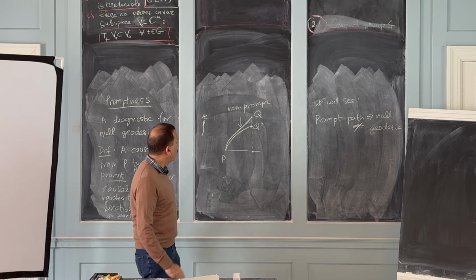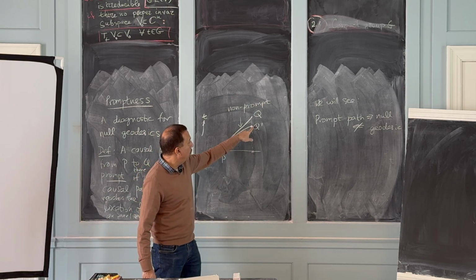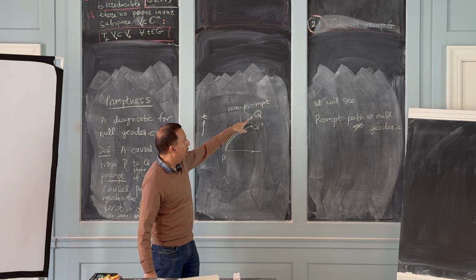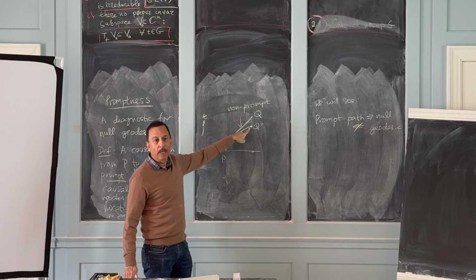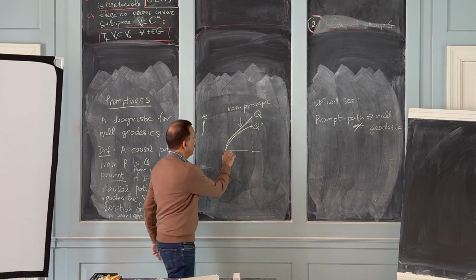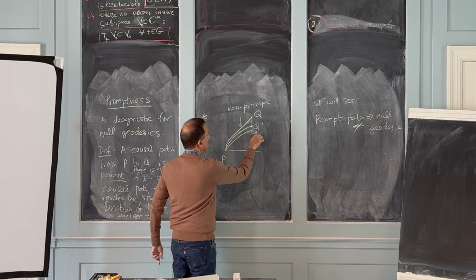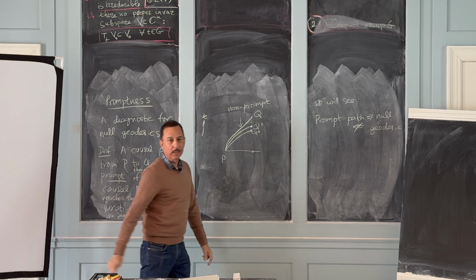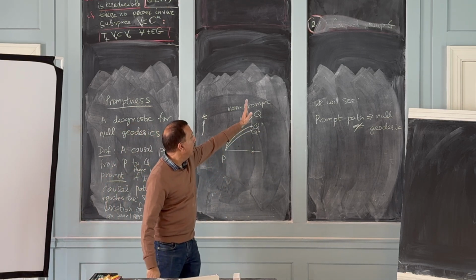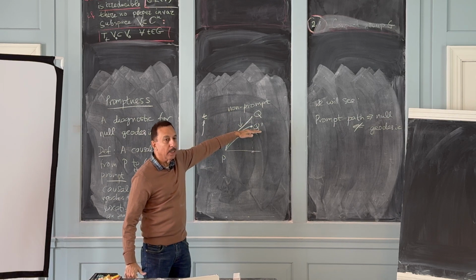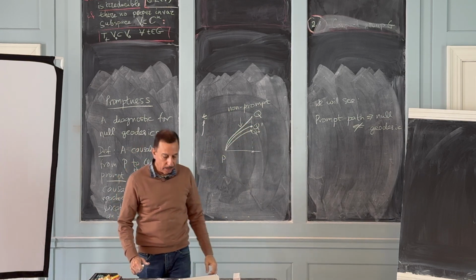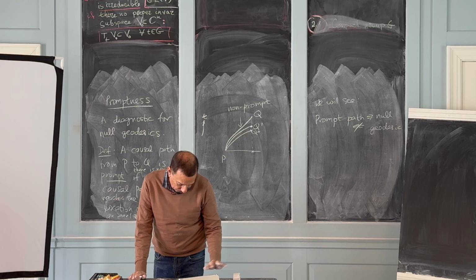We could use words like saying P to Q prime is a more prompt path than P to Q, but this diagram doesn't show that P to Q prime is prompt, because there might be some other path which gets there even earlier. So you can grade them in order of promptness, but the one that's the earliest to get there is the one that's really prompt.